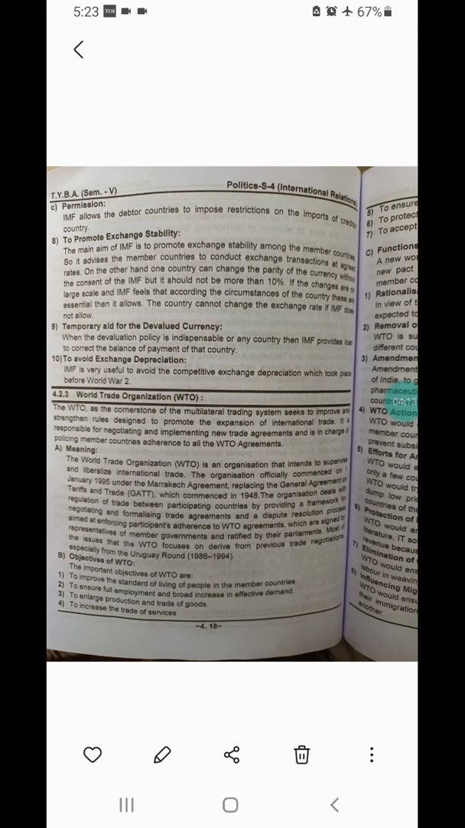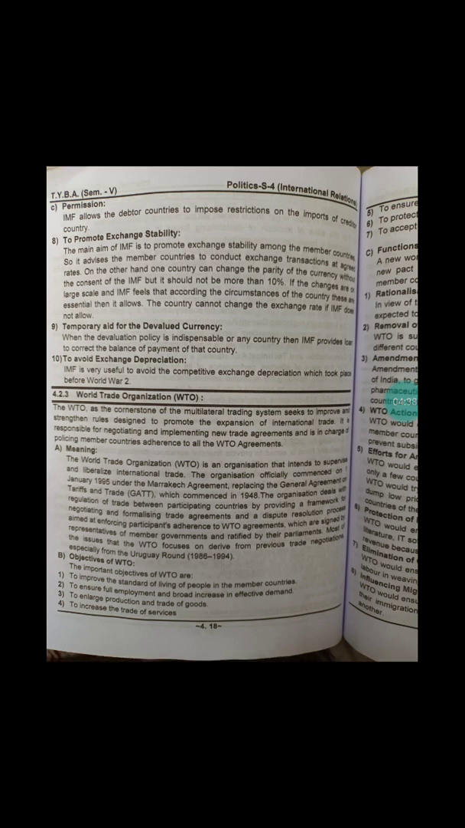Declaration of scarce currency. If the demand for any particular country's currency increases and the stock with the fund falls below 75% of its quota, the IMF can declare it scarce. Purchasing. The IMF purchases the scarce currency with gold. Borrowing. The IMF borrows scarce currency from those countries that have a surplus amount. Then permission. The IMF allows debtor countries to impose restrictions on imports from creditor countries to promote exchange stability.